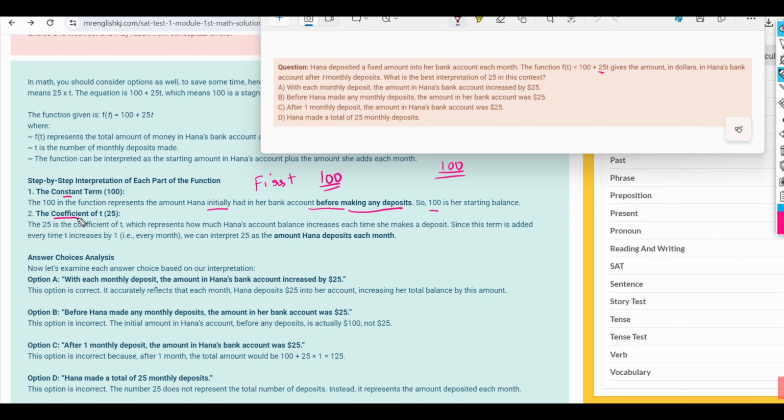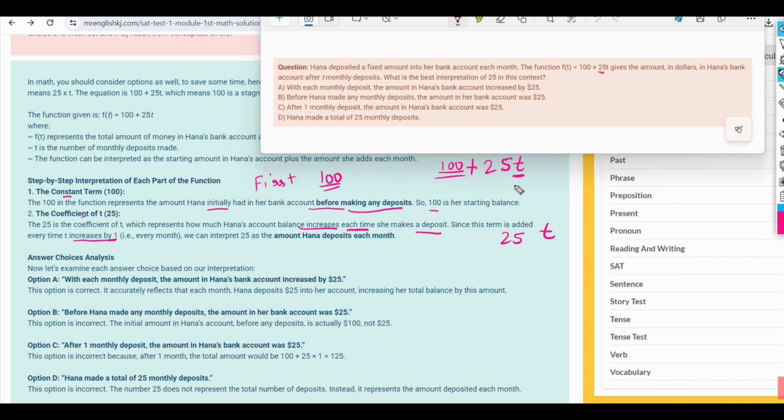Now the coefficient of t, 25. We are going to learn about the 25t here. t, we know it is the time, each month we are depositing the amount. We need to know what 25 is. A coefficient value can change, meaning it increases each time. Here we can see she makes a deposit, and that deposit increases every month, and that month is t, and 25 is the amount that she deposits every month. So this equation means she invested 100 at first, then she is adding 25 every month.